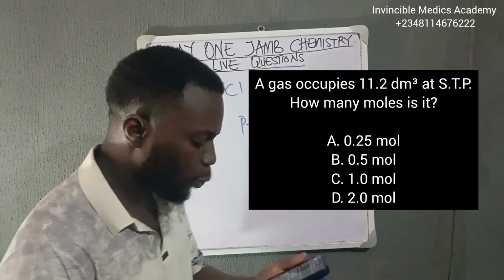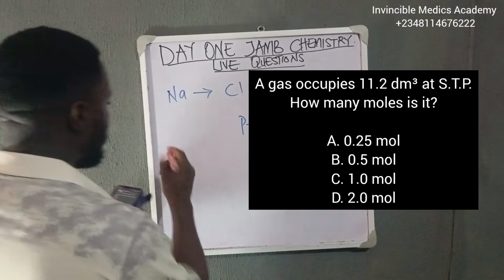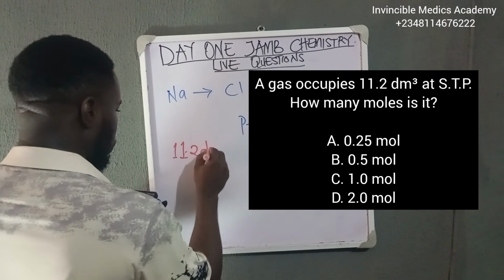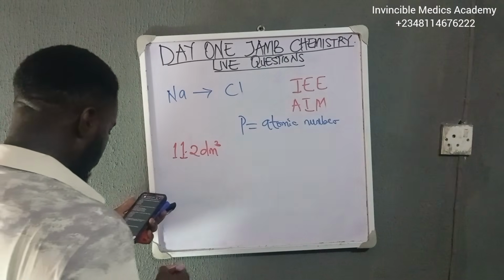Question 3 says a gas occupies a volume of 1.2 dm cube at STP.